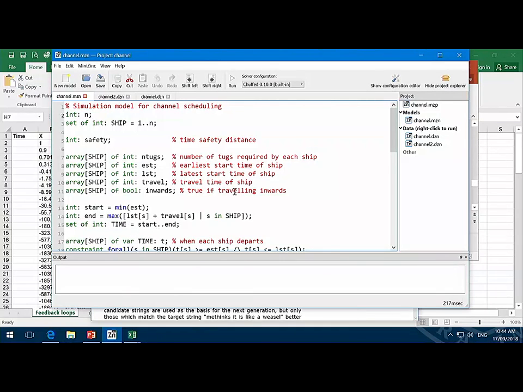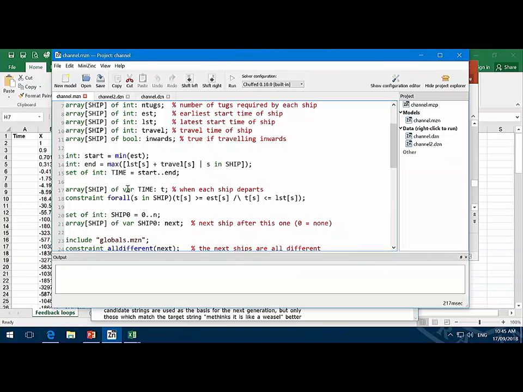And then our critical decision is, for every ship, what time does it depart? So that's the decision that we need to make. And for every ship, we want the time it departs to be greater than or equal to its earliest start time, and less than or equal to its latest start time. That's just the constraints of the game, those were the rules. The tricky part is the other part: we've got to make sure that they don't go through the channel at the same time and hit.